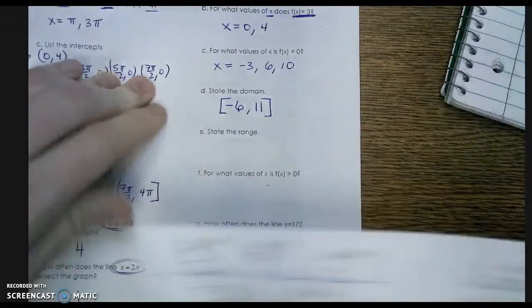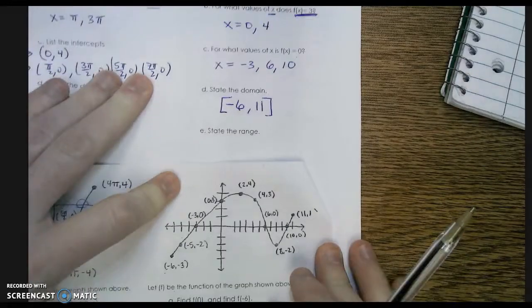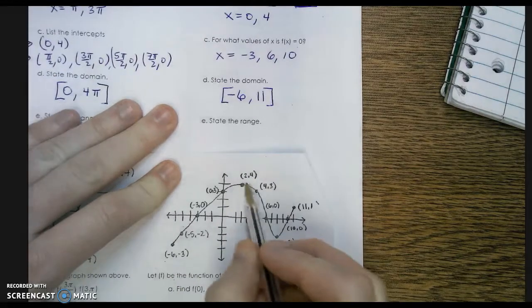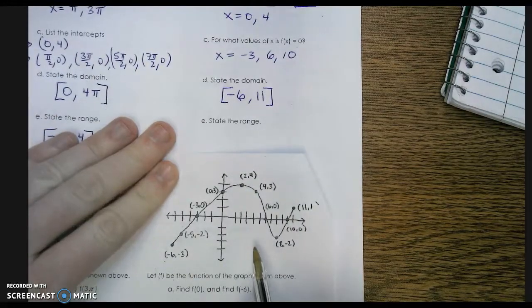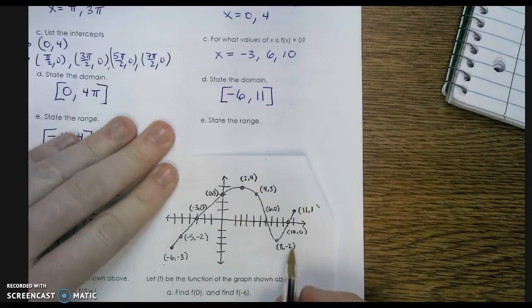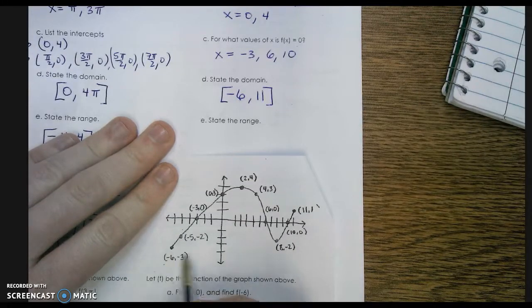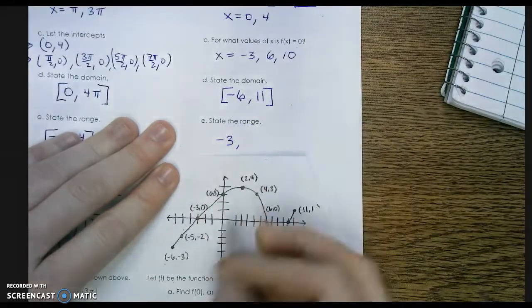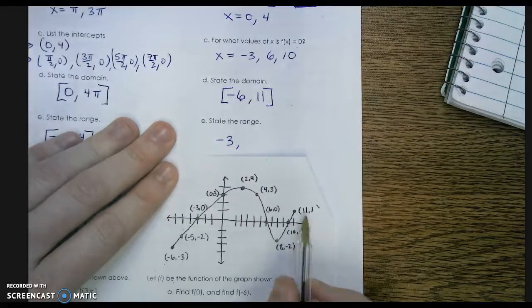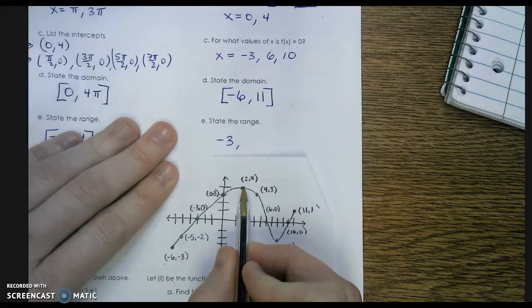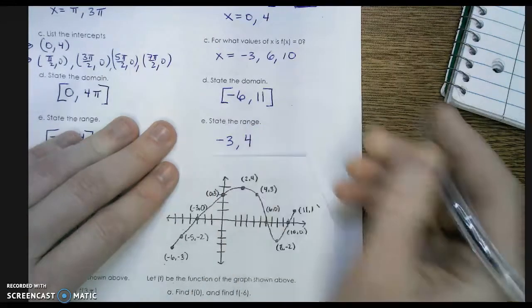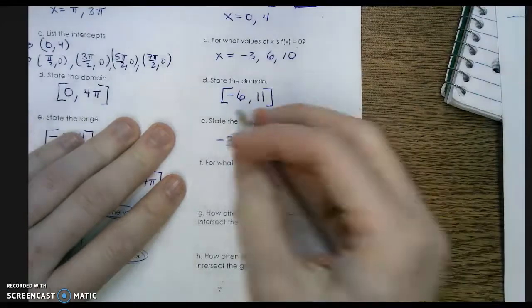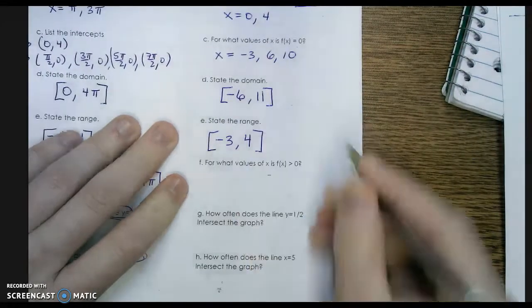When it asks for the range, we're looking at the y values. So how far up and how far down does the function go? So we start in the negative direction. The smallest point, or the lowest point, is negative 3 for the y value. So negative 3 is the smallest y value. And then the largest y value is up here at 4. 4 is the largest y value. And since it actually touches those points, we put brackets.